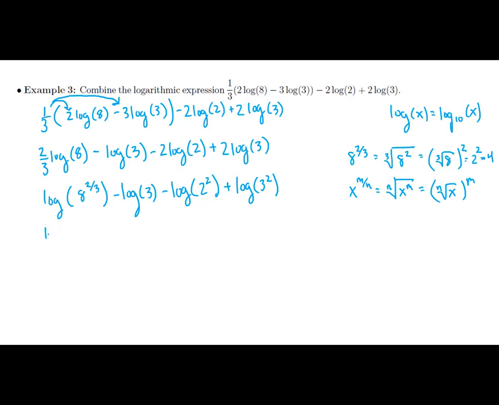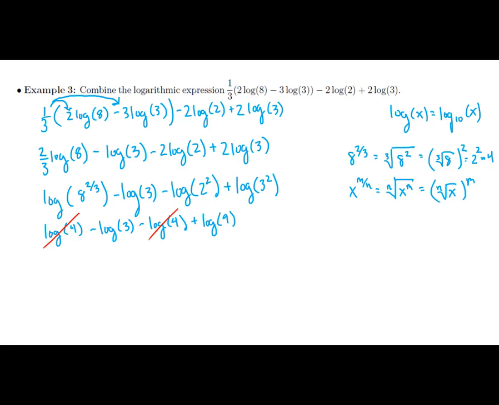So this one I can rewrite as log of 4 minus log of 3 minus log of 4, right? 2 squared is 4, plus the log of 9. And I see that I have a log of 4 and a minus log of 4, so that's going to give me some nice canceling here.